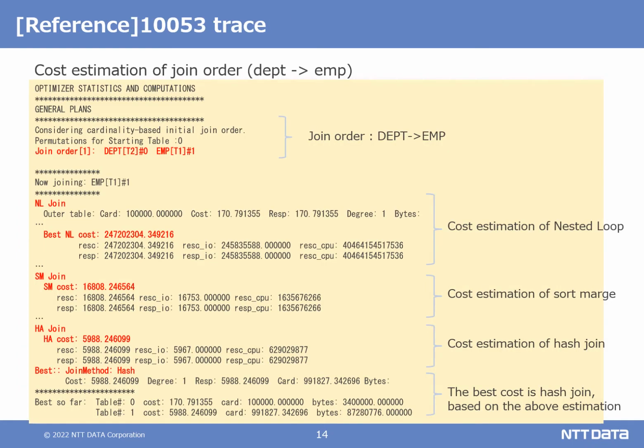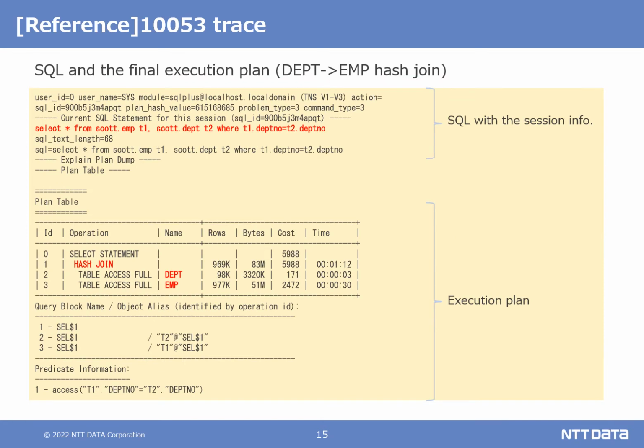Let's look at the 10053 trace and see how an execution plan is determined. Here is a trace of estimating the cost of two tables, dept and emp, with different join methods such as nested loop, sort merge, and hash join. By comparing the cost of each join method, the optimizer decided the best join method would be hash join because it has the lowest cost. As a result, the final execution plan became like this: hash join of dept and emp table.